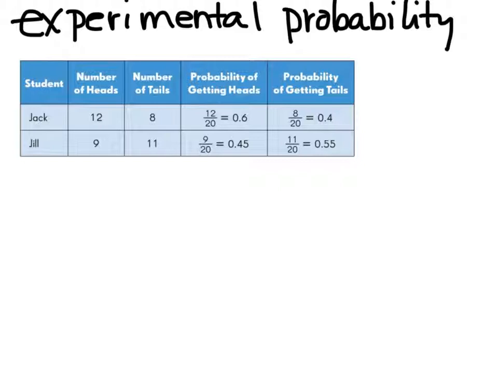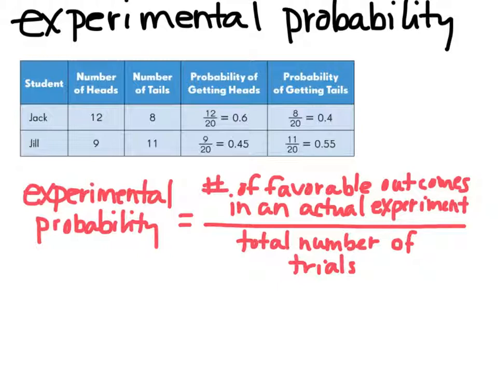Usually in experiments, your results are going to be close to the theoretical probability. However, the probability you get from actually doing the experiment is called the experimental probability. The formula for experimental probability is the number of favorable outcomes in an actual experiment over the total number of trials. For example, in Jack's case, if heads was our favorable outcome, the probability of getting heads was 12 out of 20. The favorable outcome over the total number of trials.